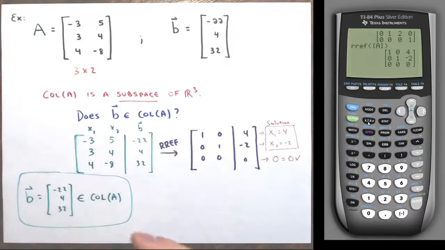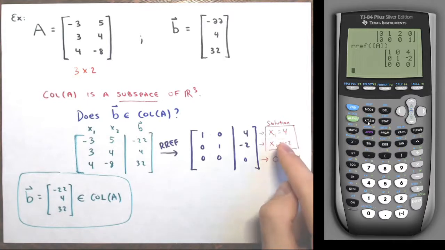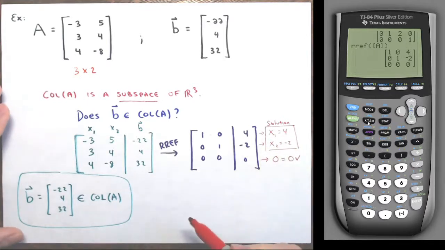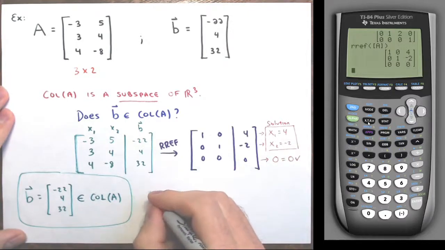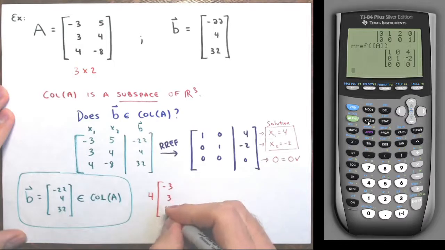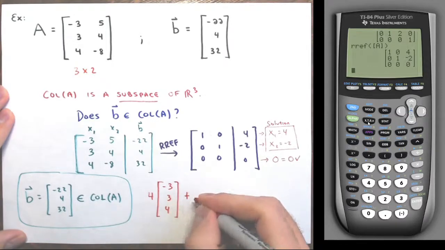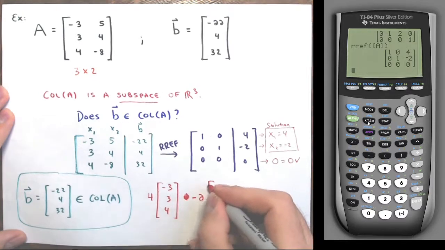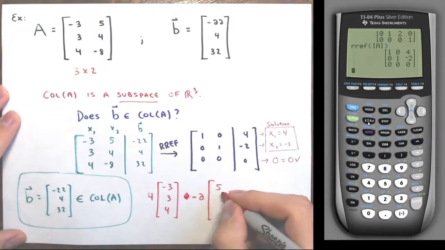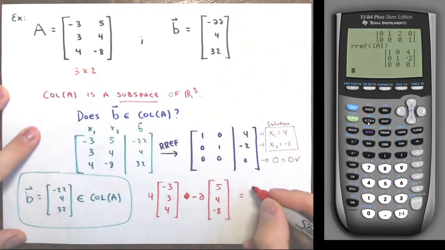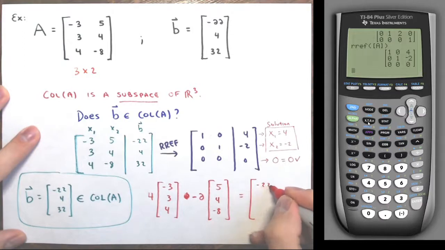And if you'd like to verify that, this is the only thing I can check. I can't just plug in values for t or whatever. There's not infinitely many solutions. Let's take 4 of that first vector from matrix A, first column, and add to it minus 2 of that second column, the 5, 4, negative 8, and see if we get vector b here, the negative 22, 4, 32.